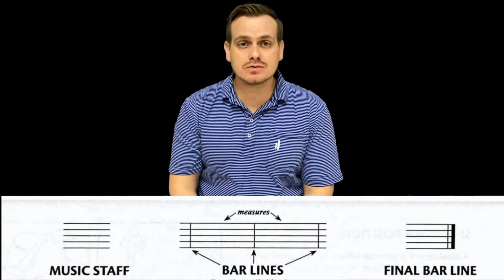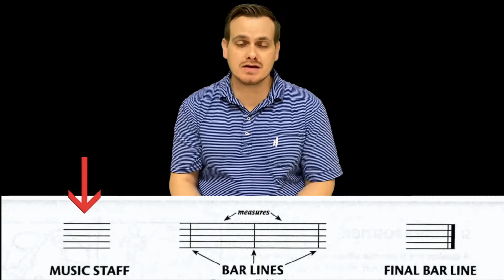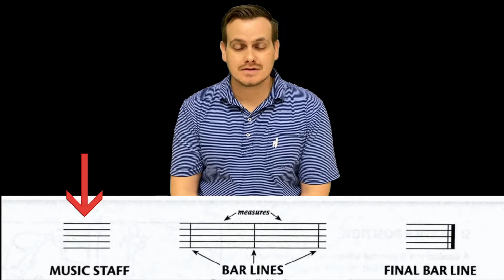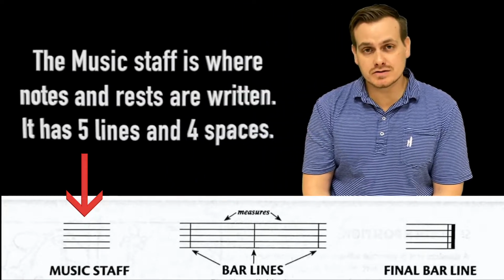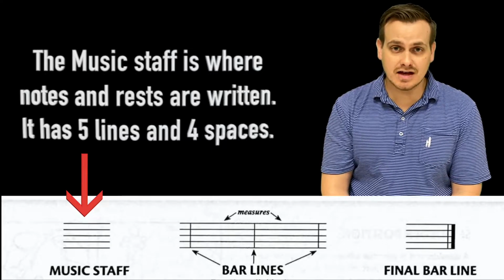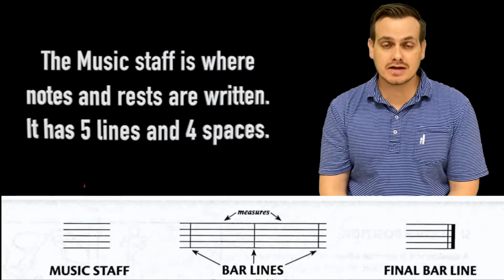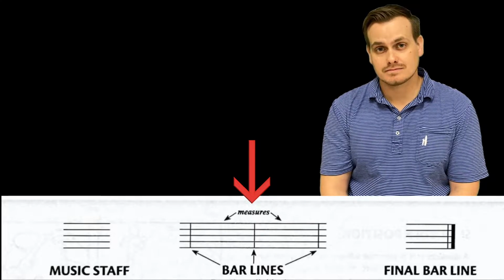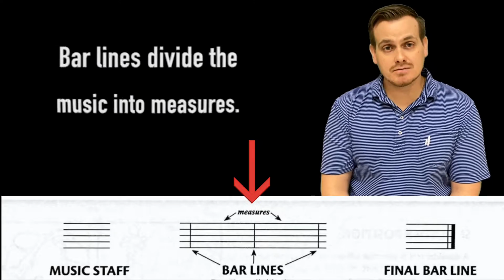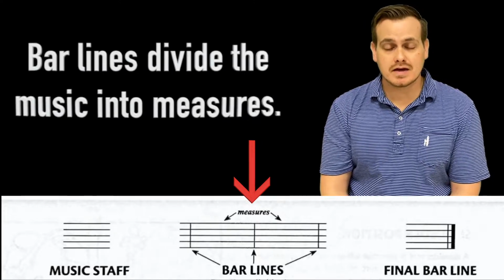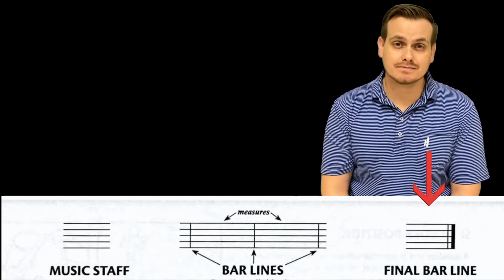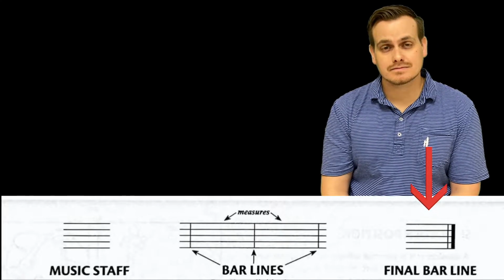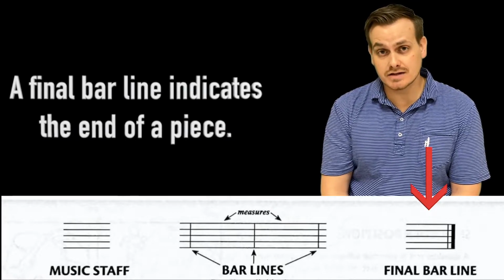Before we begin, can you tell me the definition, or what is a music staff? So the music staff is where notes and rests are written. It has 5 lines and 4 spaces. Okay, so what are the bar lines? Bar lines divide the music staff into measures. And what is the final bar line? The final bar line indicates the end of the piece.